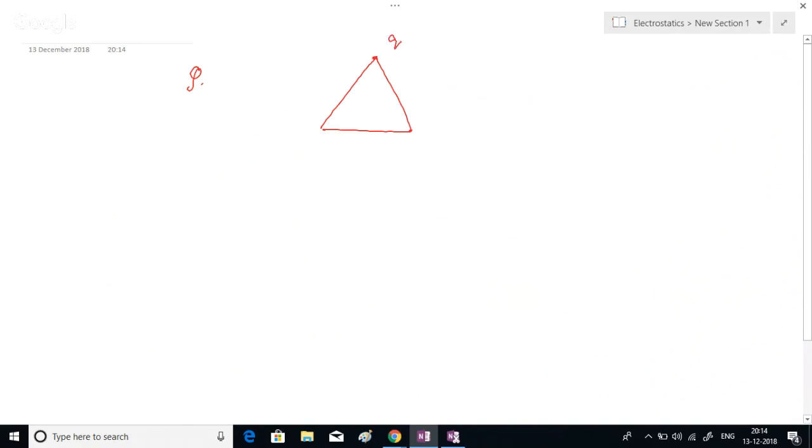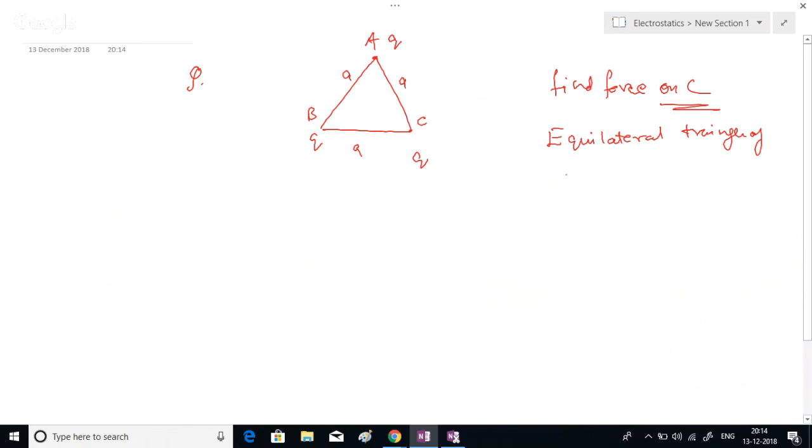So three charged particles, Q, Q and Q, are placed on the vertices of an equilateral triangle ABC of side a. Then find the force on C. So this is an equilateral triangle of side a. Okay, please calculate.